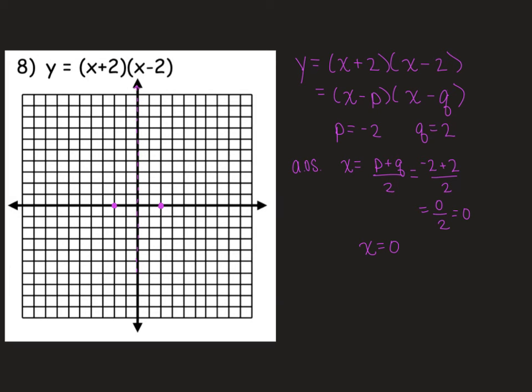Now this one is pretty clear to see that 0 is in the middle, but sometimes when the numbers aren't so even or nice, it is a little bit more challenging. The last thing we need to do is find our vertex.